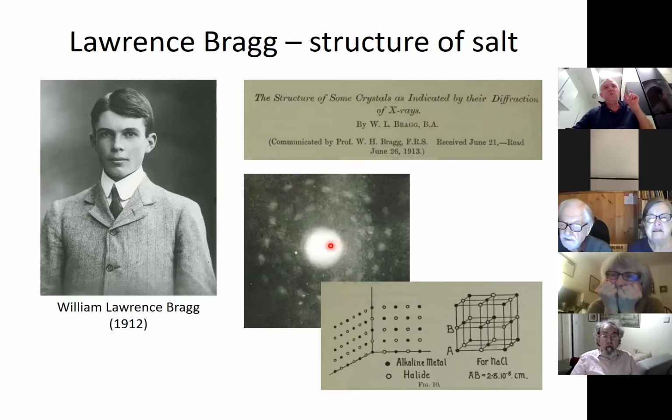And Lawrence Bragg's father, who was also called William, William Henry Bragg, had sent Lawrence the paper, and Lawrence had been sort of walking around Cambridge and suddenly realized that he could figure out the atomic structure based on the pattern spots and how he could do that.